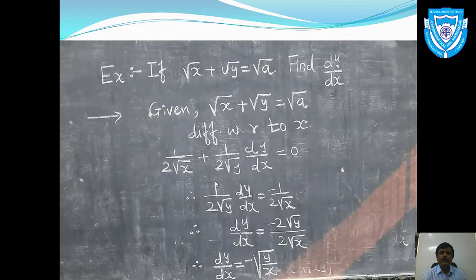Now see the second example. If root x plus root y is equals to root a, find dy upon dx. Again, you can easily recognize that the given function is implicit function.